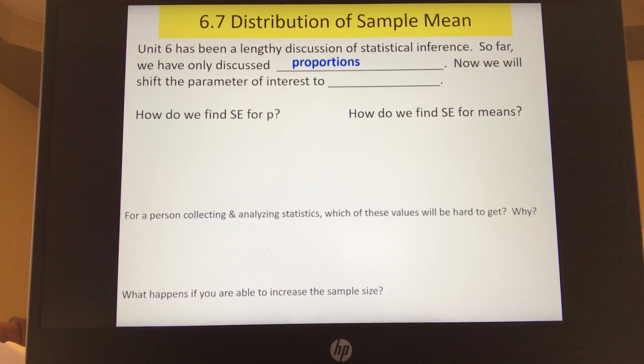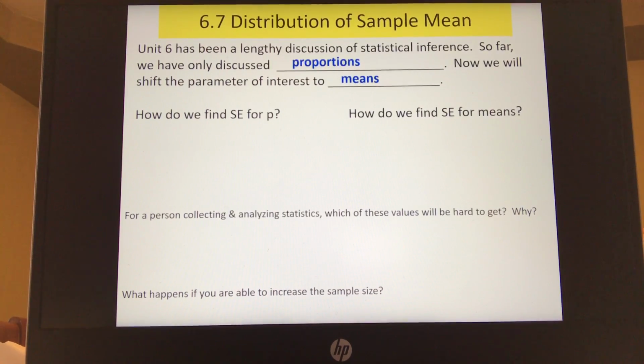I don't do the exact same sequence the author does. I like to do all the proportions and all the difference in proportions, all the confidence intervals with proportions, all the hypothesis tests with proportions first, so you get really good, really comfortable and consistent with those formulas. And then all of a sudden we shift to a different set of formulas. Now we're going to talk about means, and then eventually difference in means and confidence intervals, hypothesis testing with means.